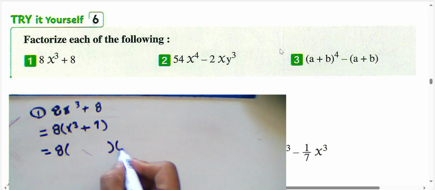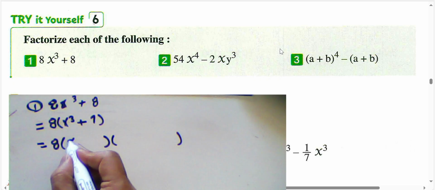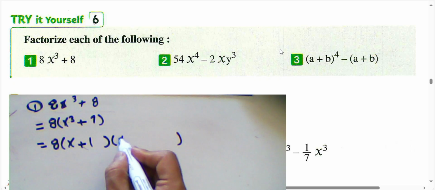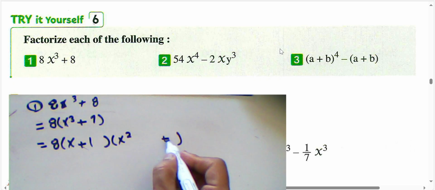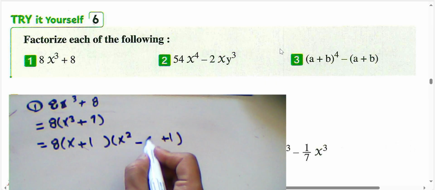And then we can write 8 as the common factor outside, and the cubic root of the first is x, the cubic root of the second is 1. x power 2 is x power 2, and 1 power 2 is 1, and the middle one is 1 times x, and change the sign, it will be negative x.